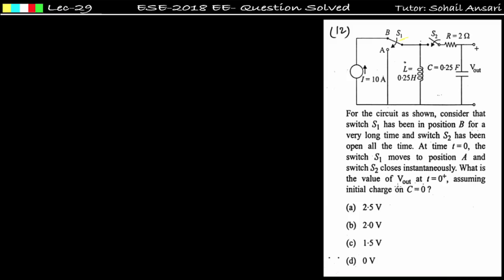So what is the value of V out? V out is the voltage across this capacitor at t is equal to 0 plus, assuming the initial charge on the capacitor C is 0, meaning the initial voltage across this capacitor is 0.